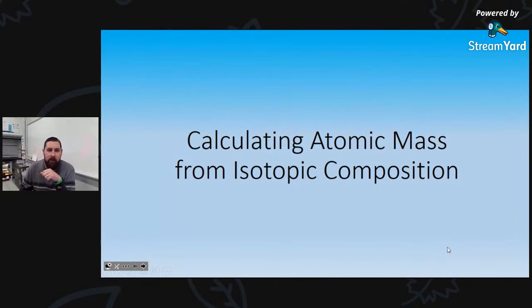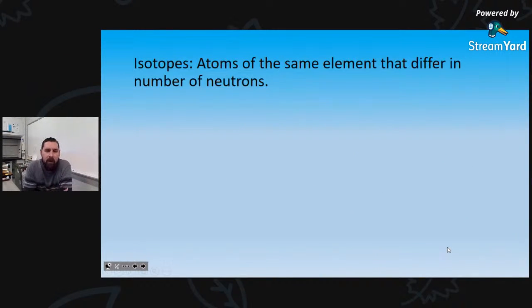First thing that we have to do is talk about what an isotope is. When we talk about an isotope, we're simply referring to atoms of the same element that differ in their number of neutrons. Remember, for an atom, you have protons and neutrons in that nucleus, and the electrons outside orbiting within an electron cloud. But it's those protons and neutrons that contribute to the mass of a particular element.